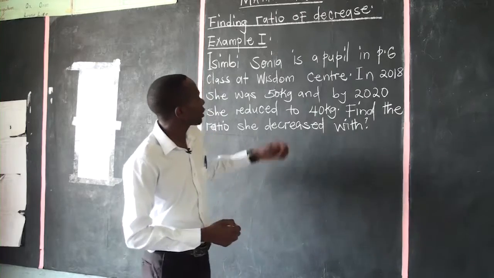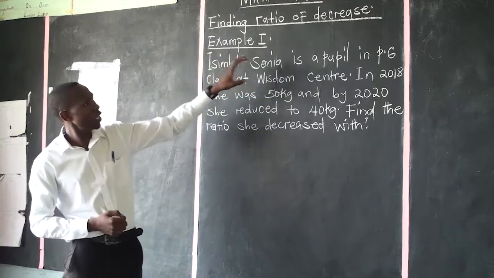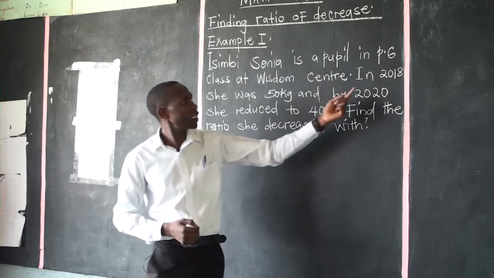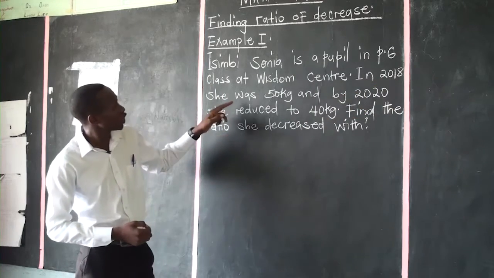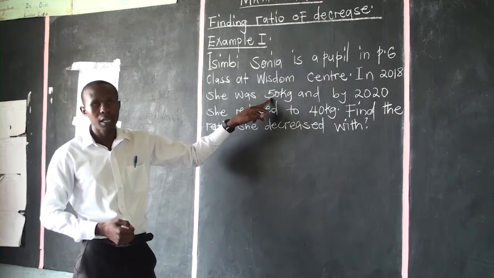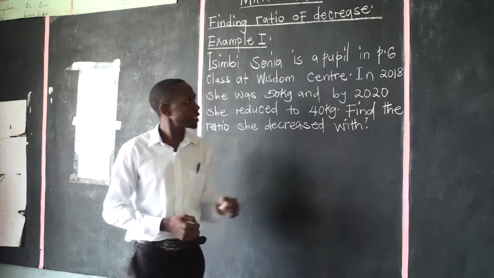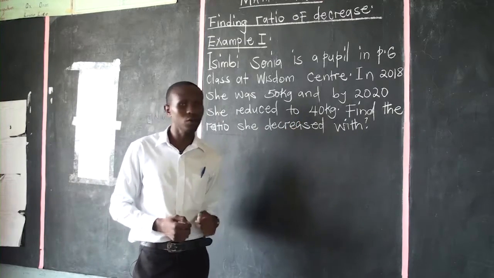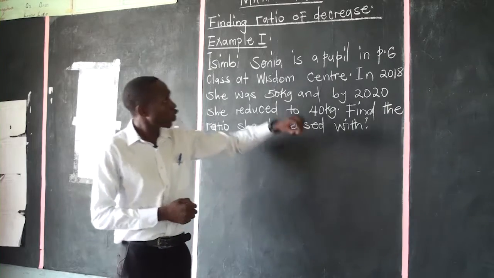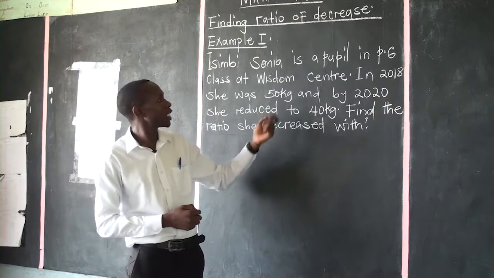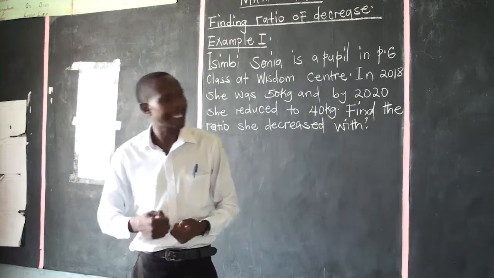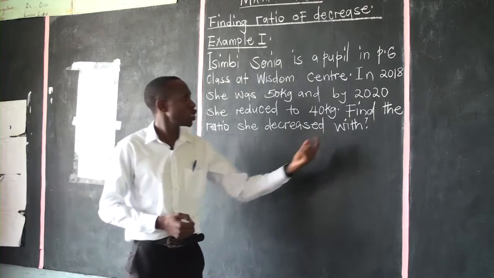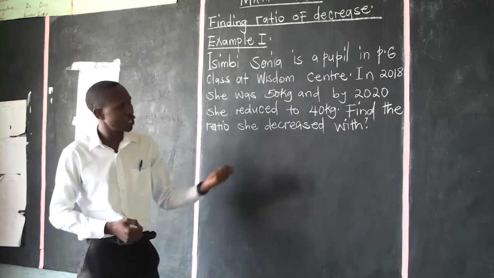So when you look at this child, the child is in P6 class, but at which school? Wisdom Center. Remember, by the year 2018, she was measuring 50 kilograms. Then by the year 2020, she reduced her weight to 40 kilograms, meaning the old kilograms she had were 50, and the new kilograms she has currently are 40. Then the question is asking us to find the ratio she decreased with.